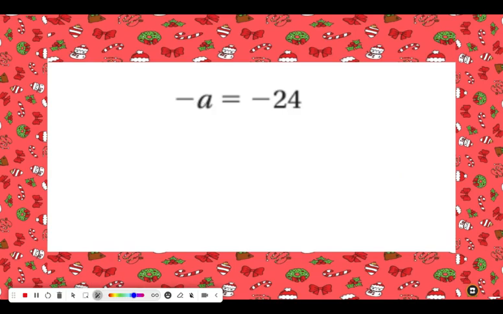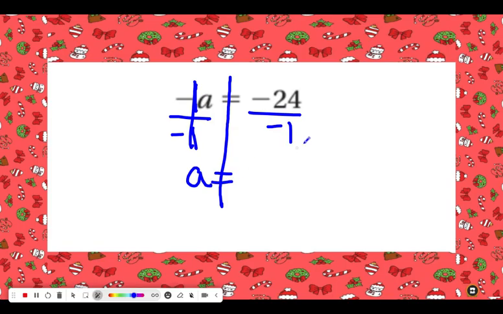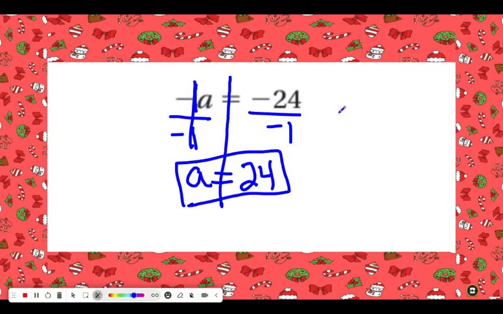So negative a equals negative 24. So remember, if I don't see a coefficient, the coefficient is a 1. So let me split the equation at the equal sign. It's negative 1 times a, so the inverse of multiplication is division. So we're going to divide by negative 1 on both sides. So negative 1 divided by negative 1 gives us positive a, positive 1a. Negative 24 divided by negative 1 is positive 24. So a equals 24. When I substitute it in, does negative 24 equal negative 24? Check. Yes, it does.